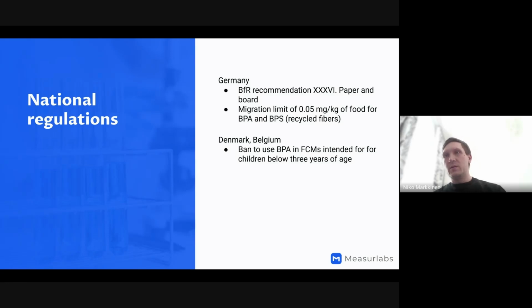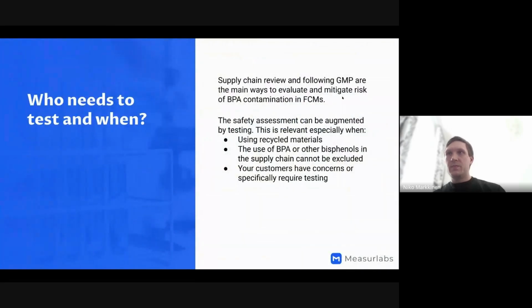Also in Germany, the BfR authority has a long list of different recommendations for different types of materials. In their recommendation number 36, in the annex regarding specific restrictions on recycled fibers, they have defined a migration limit for BPA and BPS at 0.05 milligrams per kilogram of food. And also earlier, certain member states have set their own regulations banning use of BPA in FCMs intended for young children, but most of those regulations would become obsolete after the new regulations come into force. So that's a short history of the regulations and the recent update, also on the national level.